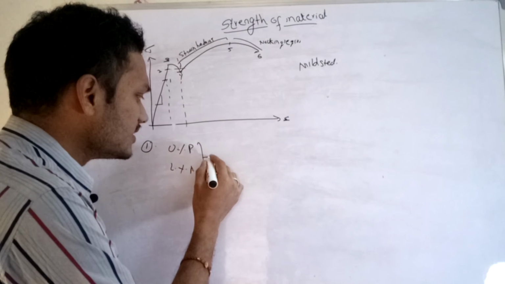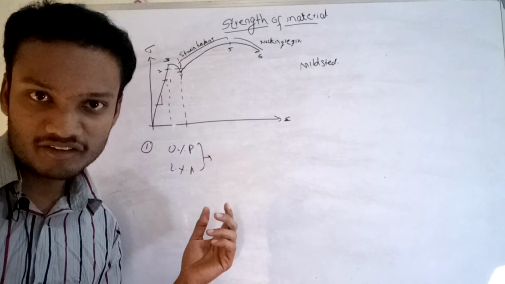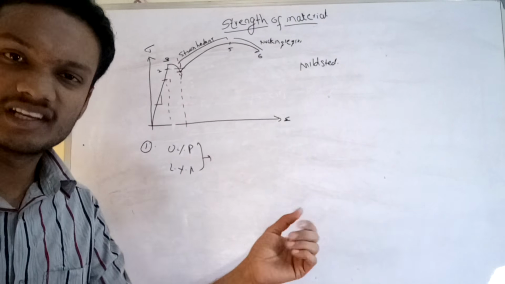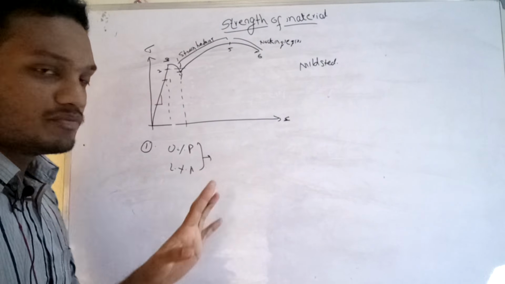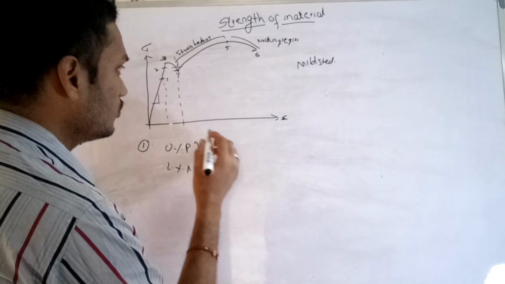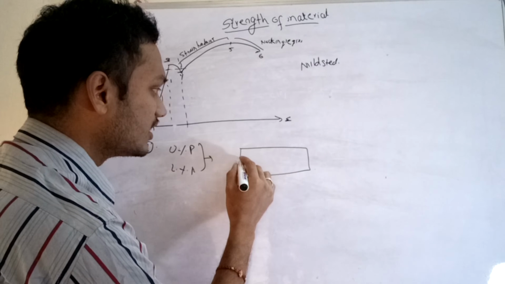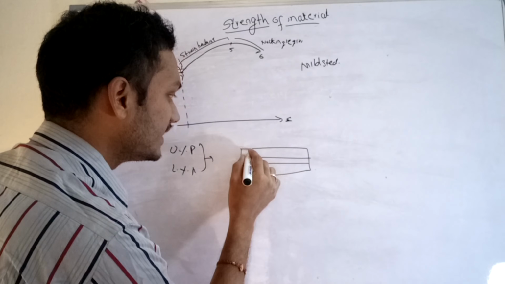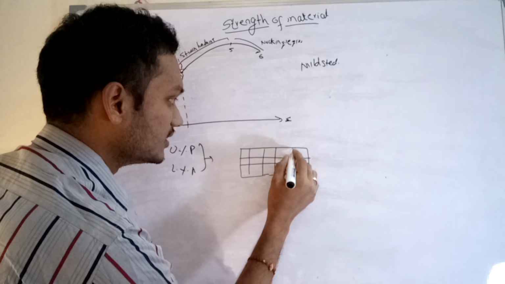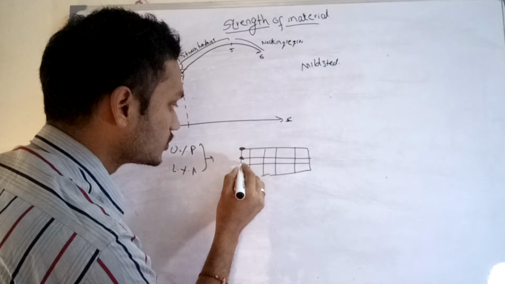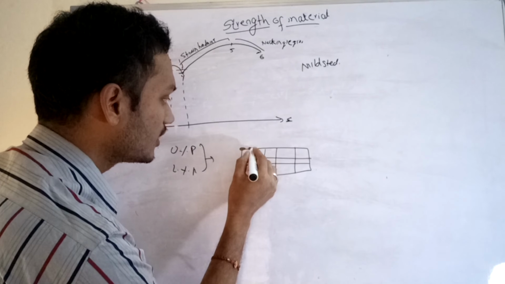You can get the exact reason when you go into material science, but I will explain the reason simply. Now if I draw the 2D lattice structure, this is the 2D lattice. Here iron atoms are there, iron atoms are there.